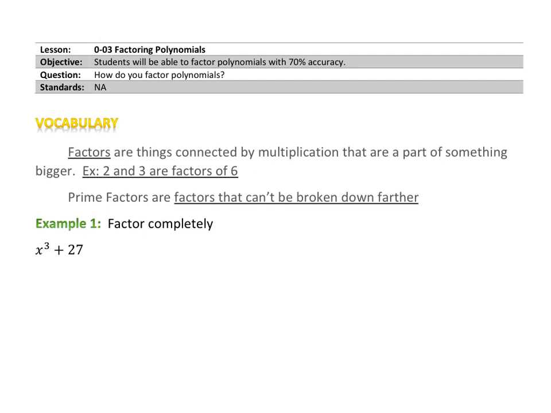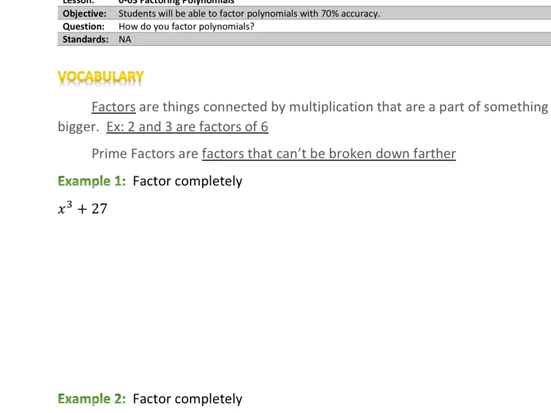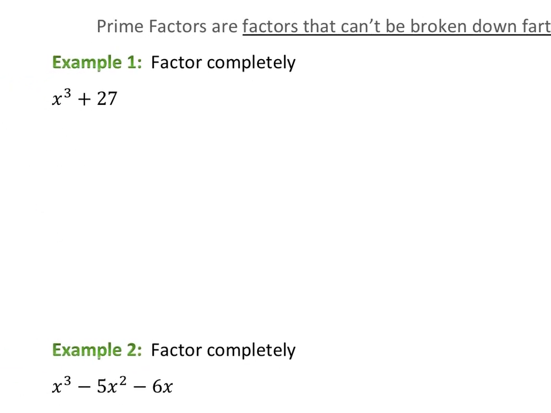Today we're going to be going over factoring polynomials here. So factors are things connected by multiplication that are part of something bigger. For example, 2 and 3 are factors of 6. Prime factors are factors that can't be broken down farther. So we've already done this in Algebra 2, so I'm going to hopefully make it quick and painless.